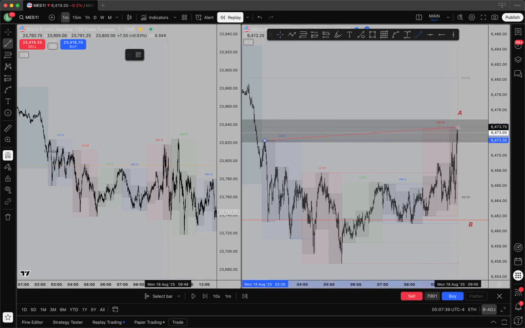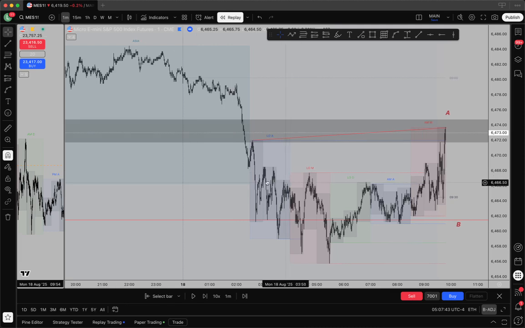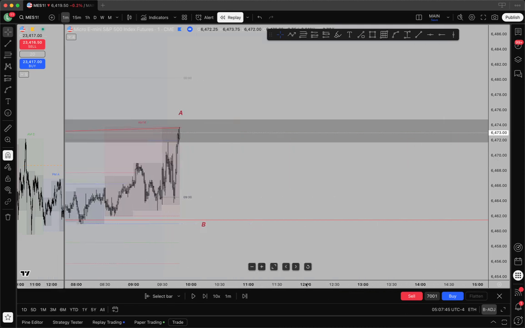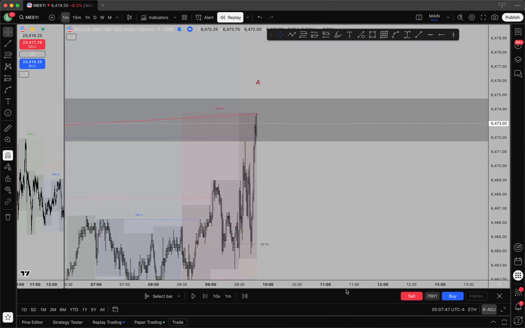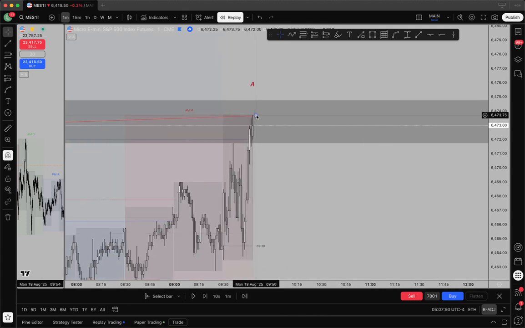So if we go over here, mark this out as an SMT. So that's great. That's exactly what I need to take a trade right now. So the next stage of my trade is to find a change in the state of delivery. So that is when price changes from a buy program to a sell program.